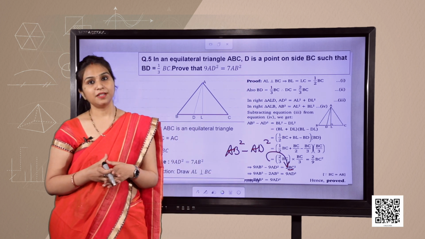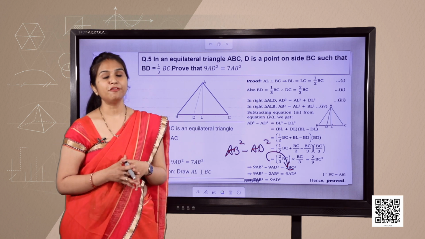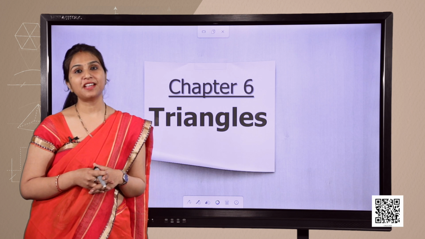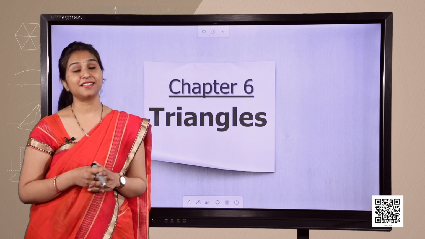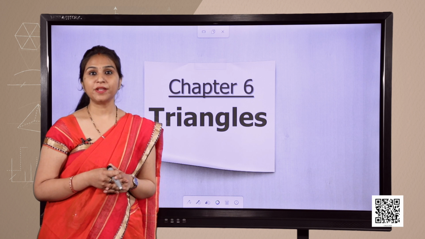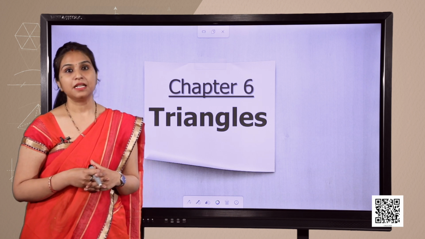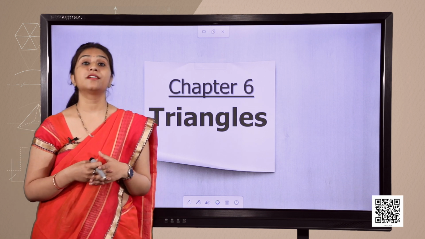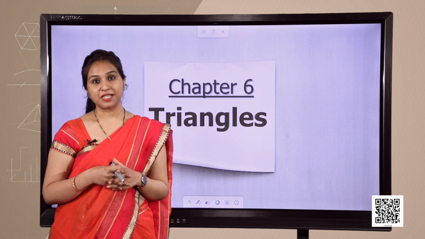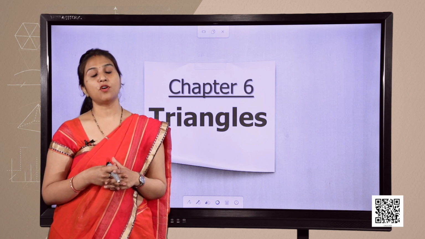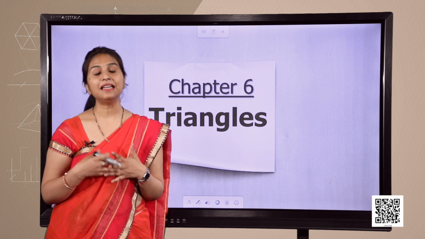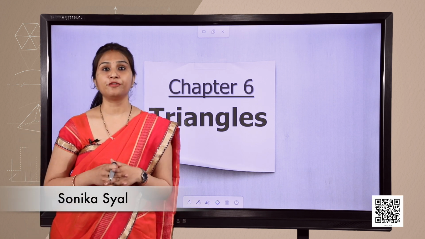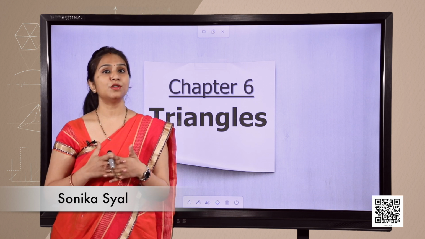So children, we have covered all the examples of Pythagoras theorem. In this way successfully we have completed our chapter 6, that is triangles, and we have covered so many important things about the chapter. We have started with basic proportionality theorem, its converse, then the criteria of similarity, then after that we have discussed area theorem, we have also discussed Pythagoras theorem and converse of Pythagoras theorem. One of the very important chapters of your book, and the weightage of this chapter is also very high.